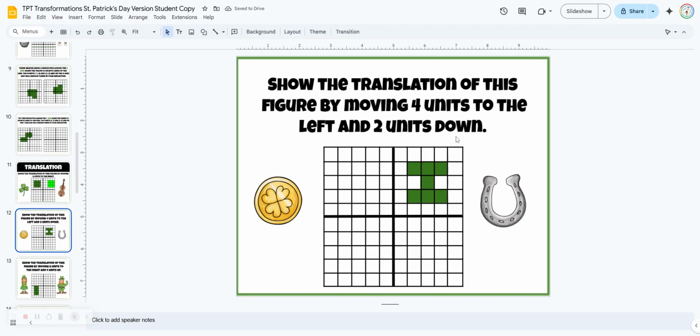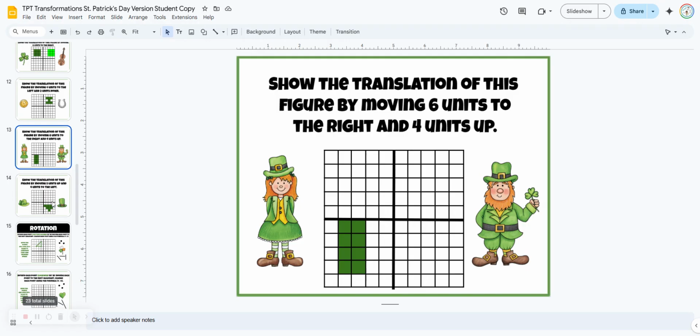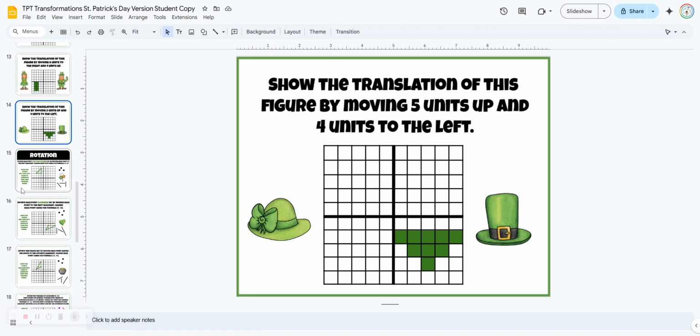The next slide, they're going to translate this figure by moving 4 units to the left and then 2 units down. And then they've got one more where they're going to move in 2 different directions. And then finally, this kind of different shape here, so it's a little bit more of a challenge. Then we move on to rotation.